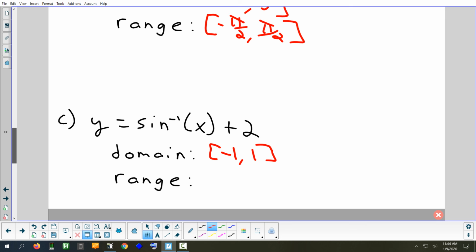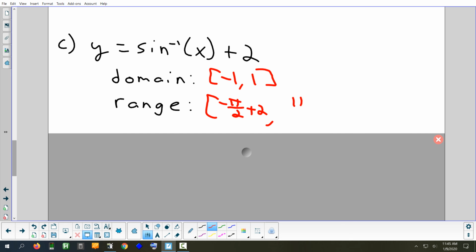Chris? 2 pi over 2, over pi bracket pi over 2 and pi over 2. Yes. And you're going to take that and shift it up 2. There's not really a nice way to write it unless you're going to use decimals. I would just go like this: negative pi over 2 plus 2, and pi over 2 plus 2.